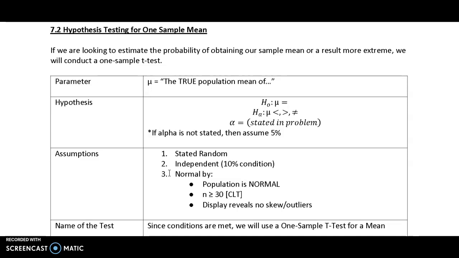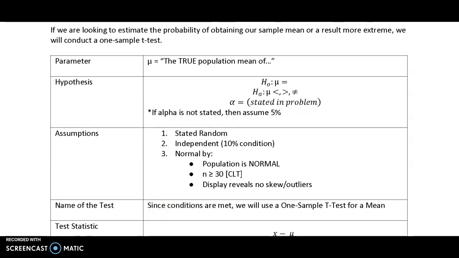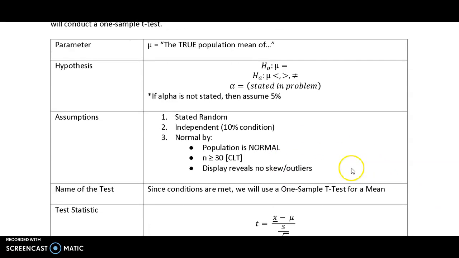Now, again, we're going to use our state, plan, do, conclude, where our state will be our parameter and our hypothesis. Well, now mu is the true population mean. Next, in the plan step, we'll look at our assumptions and the name. And again, random, independent, and normal because the population is normal, the central limit theorem applies, or our graphical display reveals no extreme skewness or outliers. If these conditions are met, we'll use a one sample t-test for a mean.